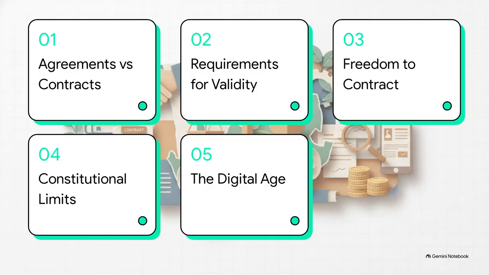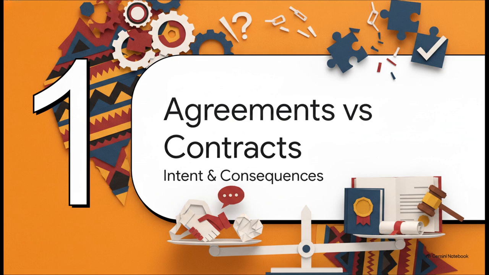So, here's our roadmap for this explainer. We're going to cover 1. Agreements versus real contracts. 2. Requirements for valid contracts. 3. The freedom to contract. 4. Constitutional and equality limits. And 5. Contracting in the digital age. Let's start with Section 1, Agreements versus Real Contracts, the Intention and Consequences.